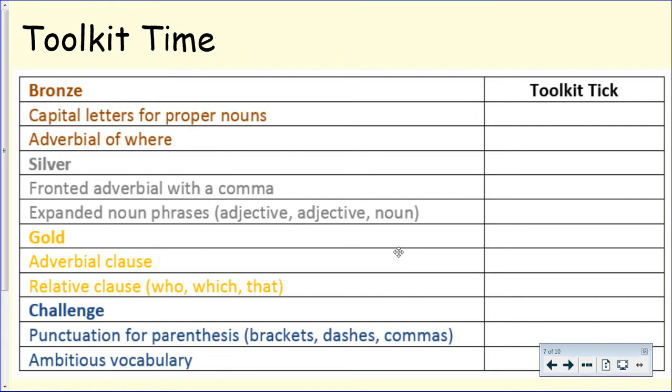And then challenge is that punctuation for parenthesis. So thinking about how you can include brackets and really trying to be thinking about using ambitious vocabulary. Like I said yesterday, feel free to use the internet and thesauruses and things like that to upscale your vocabulary.